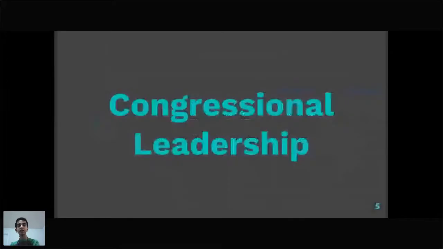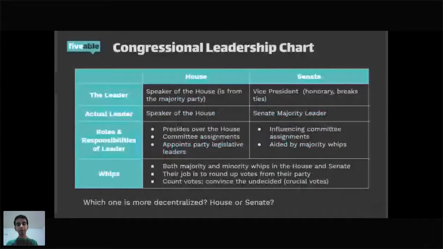All right, so the last topic that we're going to talk about is congressional leadership. Congressional leadership is very important, and it's a way that Congress is organized. The leadership does vary between the House and the Senate, but there are some commonalities, some similarities. So we'll explore this through a chart. If you want, you can take a minute to read the chart, and then I'll go over it.